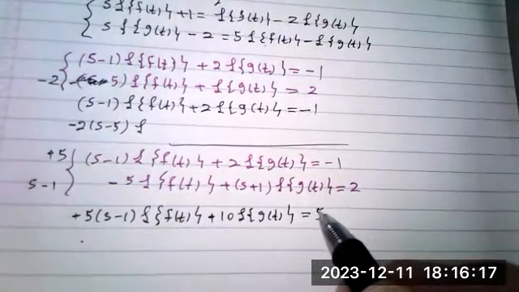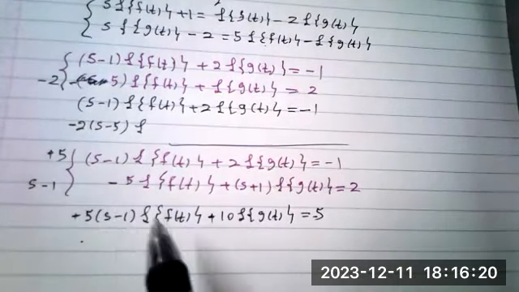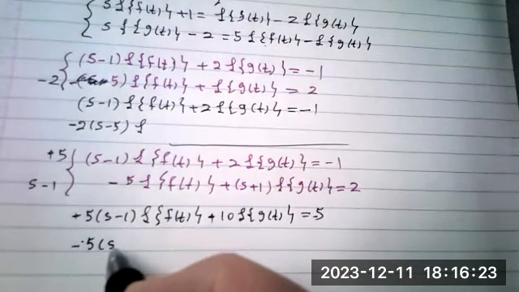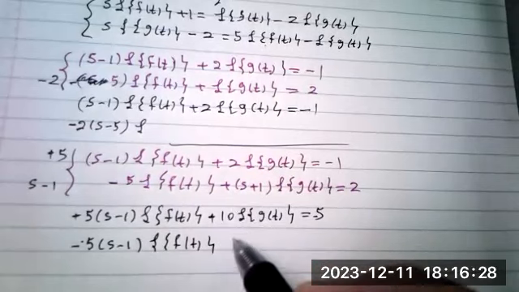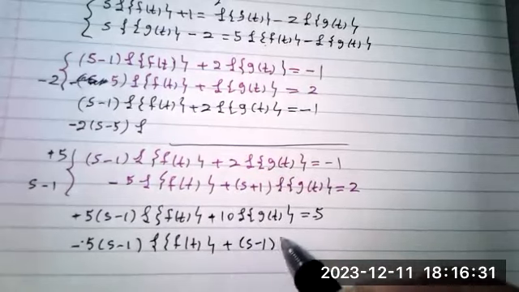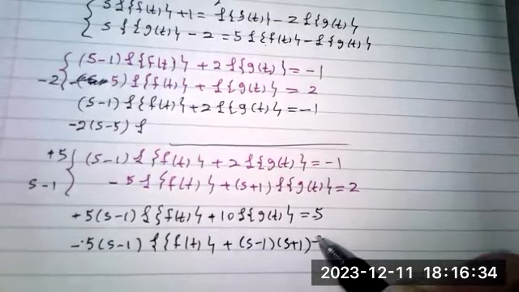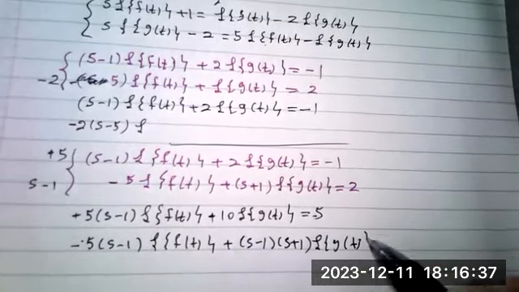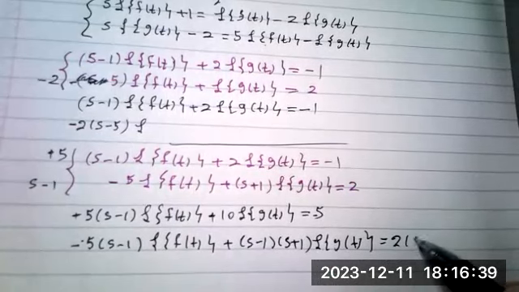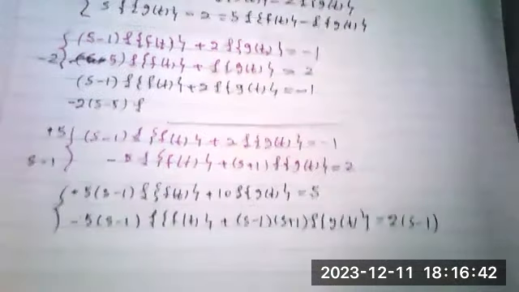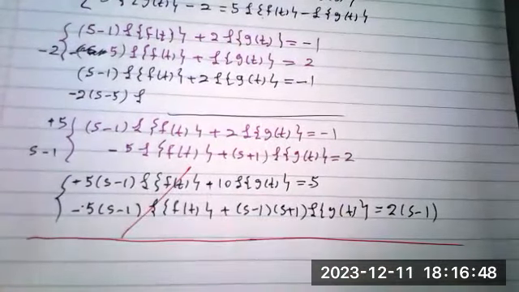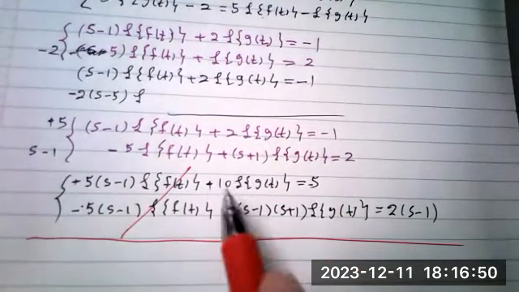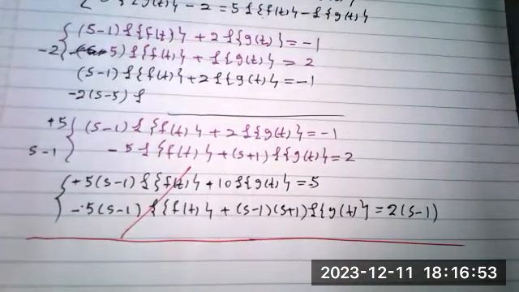So that gives -5, because you already got the negative sign here. So -5 times s minus 1 Laplace of f of t. Okay, and this is going to be plus s minus 1 times s plus 1 Laplace of g of t. And on the other side, we get 2 times s minus 1. Okay, so that's going to be the case. Now eliminate the f, Laplace of f of t, so the leftover. What's going to be the leftover? This is going to be the leftover. We factored it at the same time.